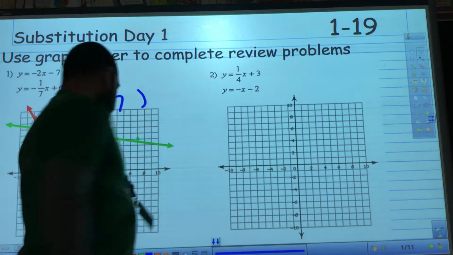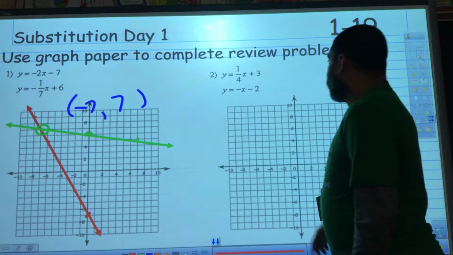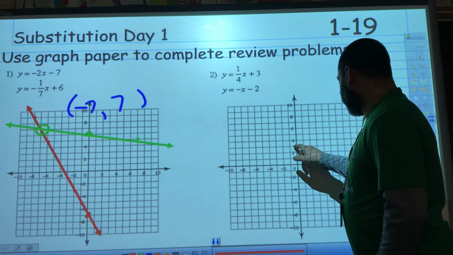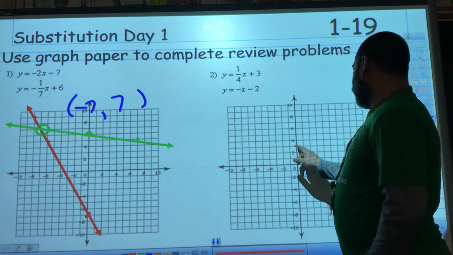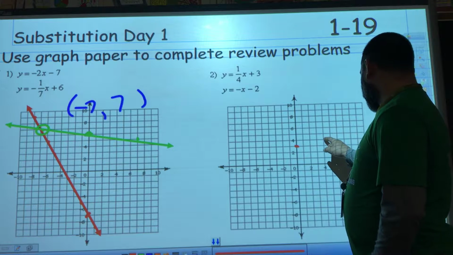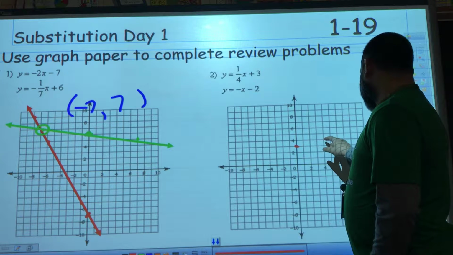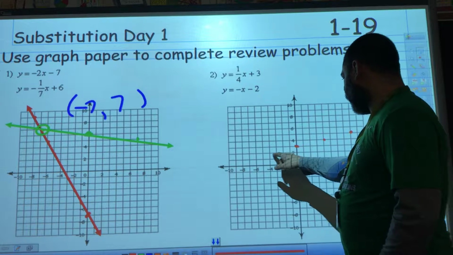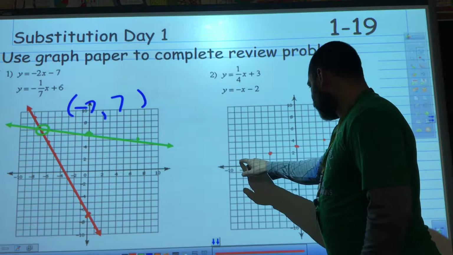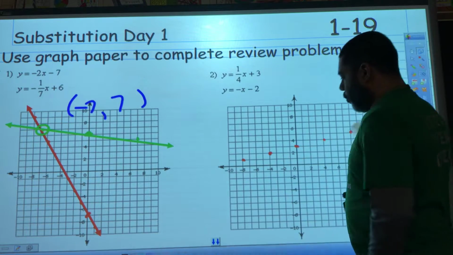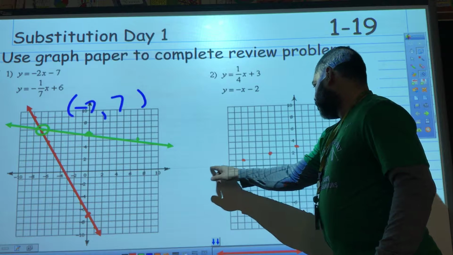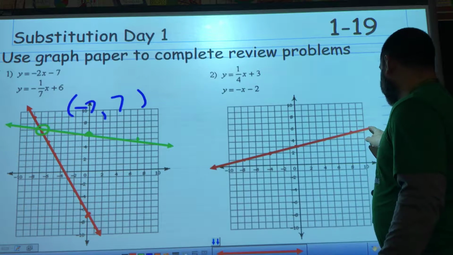For number 2, similar deal, you need to graph them both. So y-intercept's 3. Slope is 1/4. Up 1, right 4. And we want to make extra points. Need to go the other way, down and left. And one of those particular points should end up being my solution. I'm doing it right.